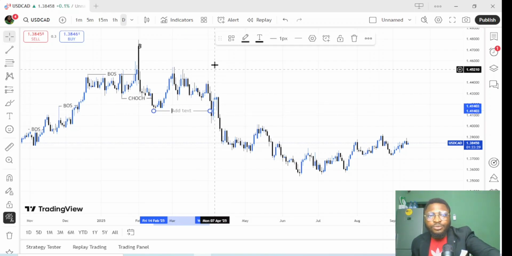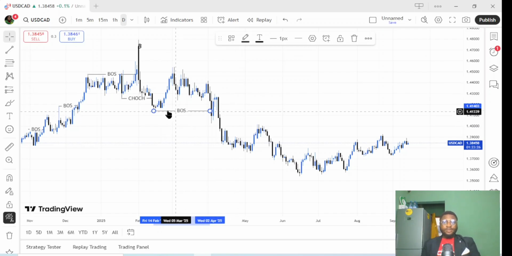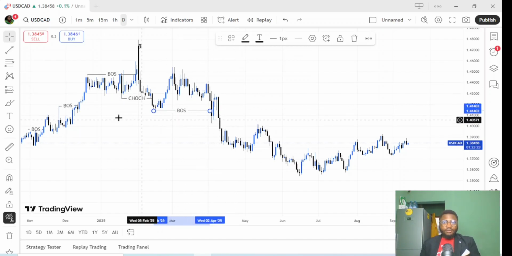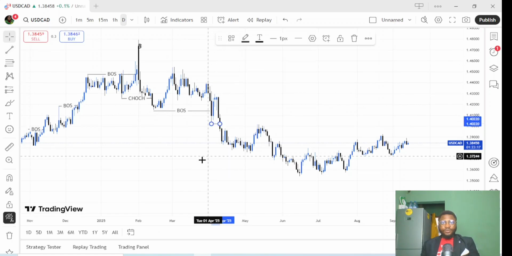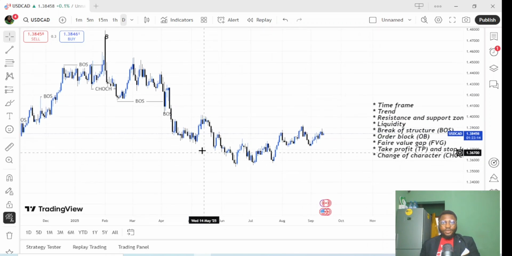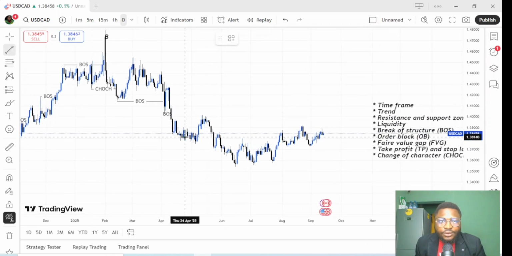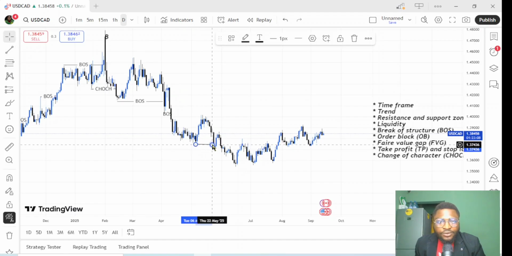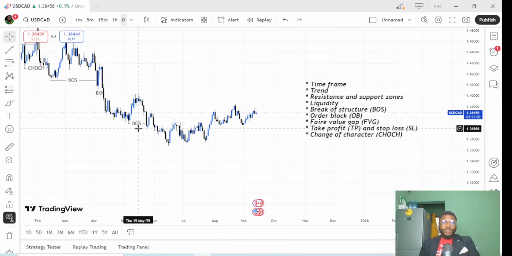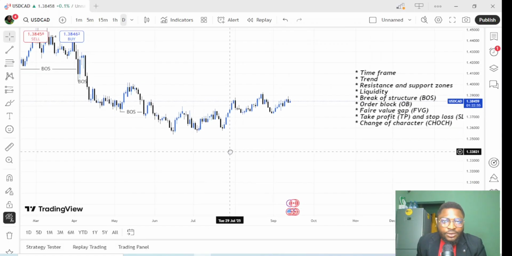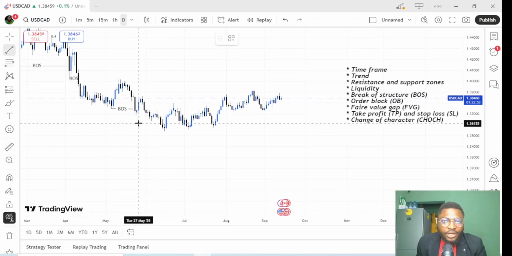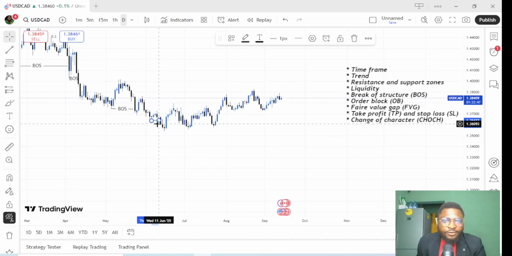This is a break of structure, BOS. This is a break of structure. This is another break of structure just here. Another break of structure. This is another break of structure here. We have another break of structure here, as you can see, and so on and so forth. Now the market got to this level. We have another break of structure there. There's another break of structure. You need to take your time so that you can mark out all of the break of structures that are visible.